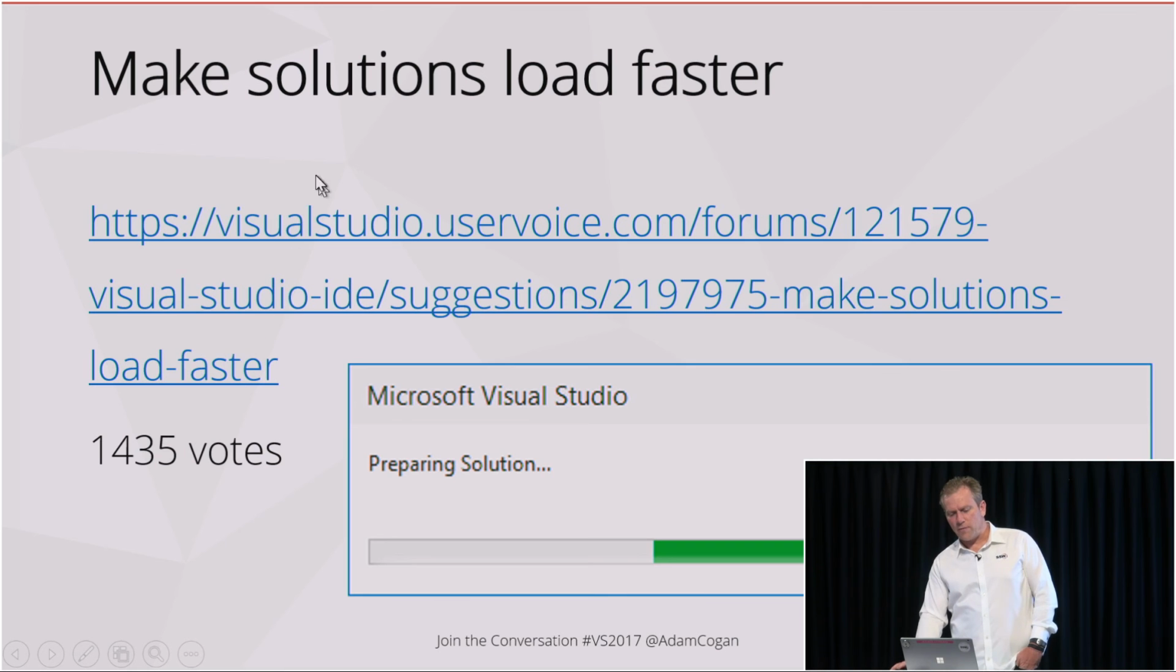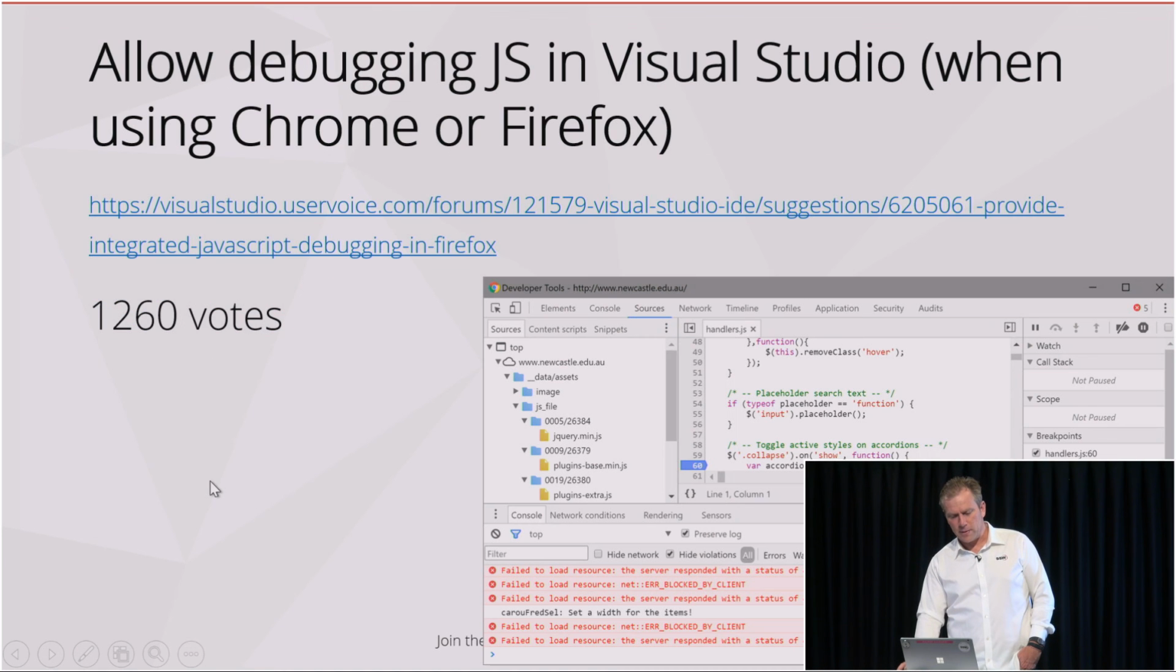Make solutions load faster. When I open up a big, massive solution, I'm just waiting too long. I don't understand the pain of this one, because you just open it once a day, or probably once every few days if you just leave your machine on or hibernate. Anyway, people want to debug in Visual Studio using Chrome. They don't want to be stuck on IE DevTools because they suck.